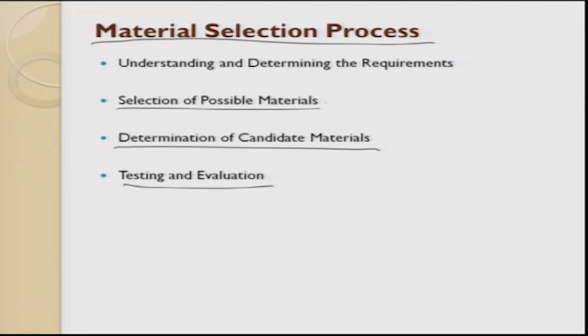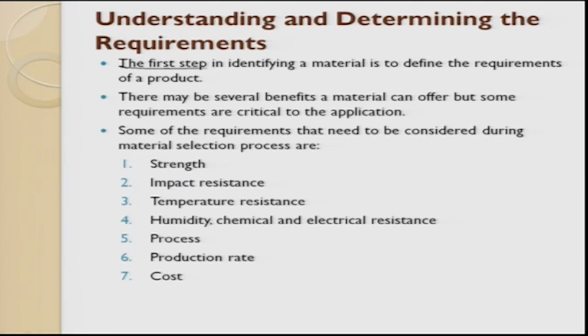Then you determine the candidate material. You cannot go by just qualitative parameters. You have to convert the qualitative into quantitative values. When you convert into quantitative values, each material will have some rank or weightage or whatever it is. So we will determine that. Then we identify a candidate, then we do testing and evaluation. So the first step in identifying a material is to define the requirements of a product.